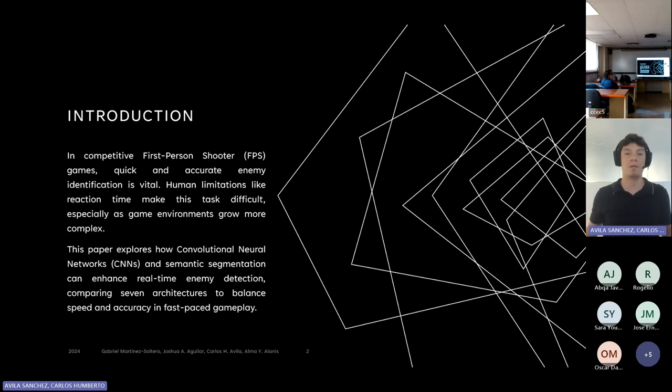All right, so let's dive into this. In competitive first-person shooter games, quick and accurate enemy identification is vital. Human limitations like reaction time make this task really difficult for players, specifically as game environments grow more complex. This paper explores how convolutional neural networks, CNNs, and semantic segmentation can enhance real-time enemy detection, comparing seven architectures to balance speed and accuracy in fast-paced gameplay.